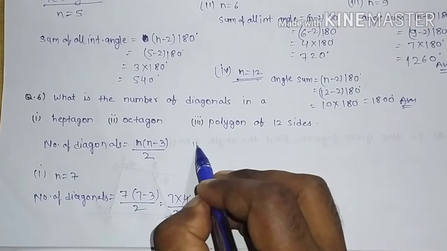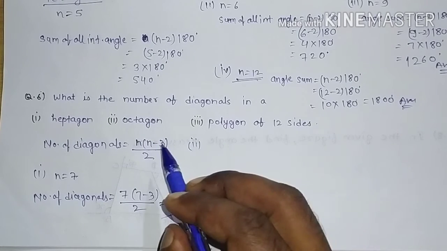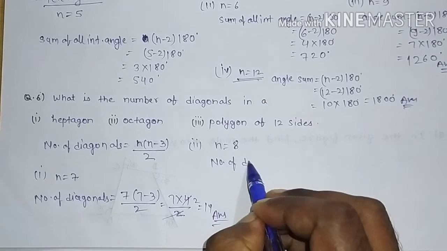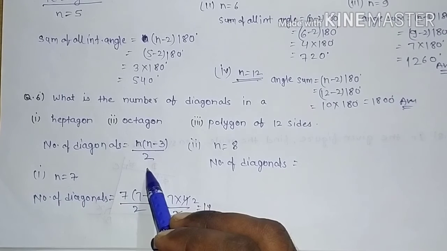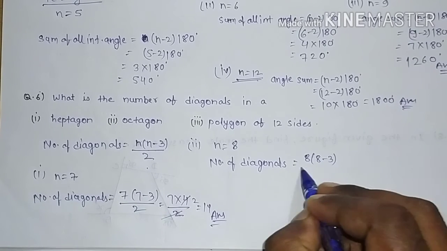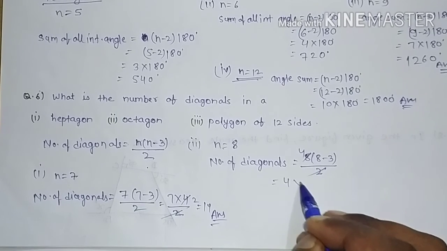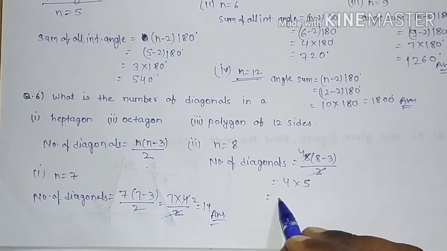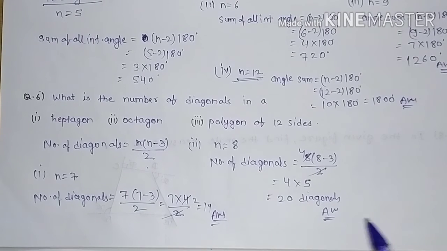Similarly, question number 2. An octagon is given, so we know that the number of sides of an octagon is 8, so n equals 8 here. Now the number of diagonals, the formula is n times (n minus 3) divided by 2. n is 8 here, so just put it: 8 times (8 minus 3) divided by 2. Now 2 4s are 8, so 4 into 8 minus 3, that is 5, and 4 5s are 20, so there are 20 diagonals. So this is the answer. Now question number 3.